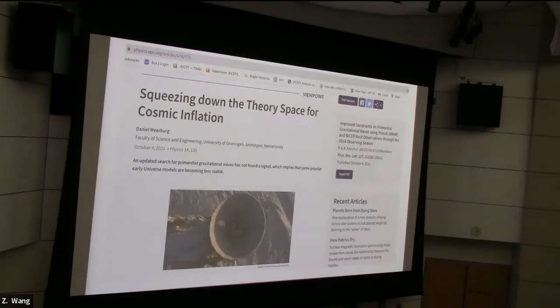So once we published the paper, that's here, at the same time, there was coverage by the PRL website, and a third-party author wrote an article on the implication of the BICEP result, with the title, Squeezing Down the Theory Space for Cosmic Inflation. The article was very well written, so I didn't read too much into the title at the time. But later on, looking at the Twitter responses, I realized there's a different way of interpreting the title, saying inflation is in big trouble.